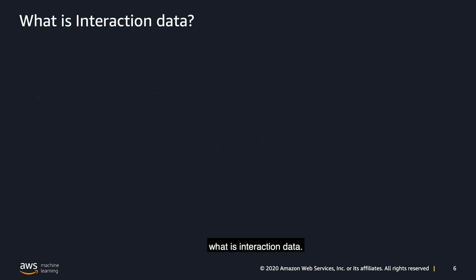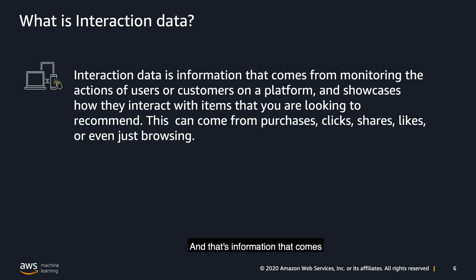But it's helpful to think about, what is interaction data? Earlier, we talked about clicks or purchases, but let's dive in a little bit deeper here. That's information that comes from monitoring the actions of users or customers on a platform and showcases how they interact with items that you are looking to recommend. This can come from purchases, clicks, shares, likes, or browsing. But really the cornerstone here is that you're going to have a user, you're going to have an item, and a particular timestamp at least when that interaction occurred.